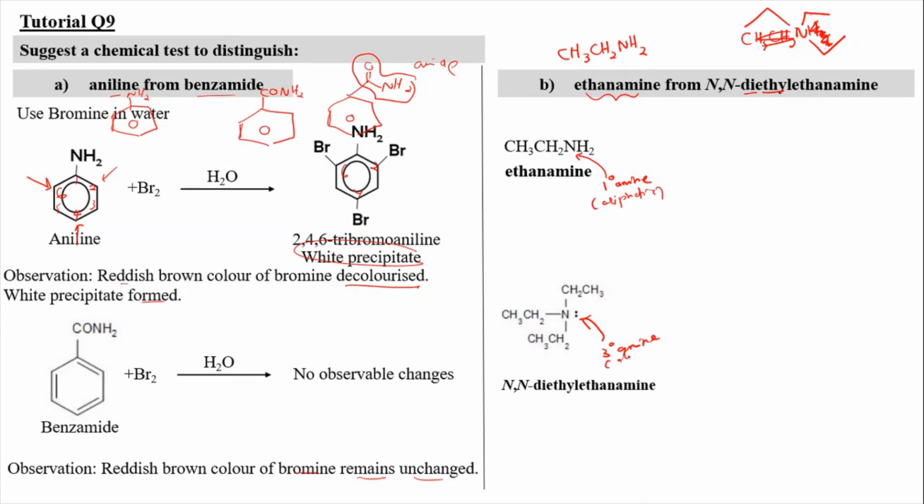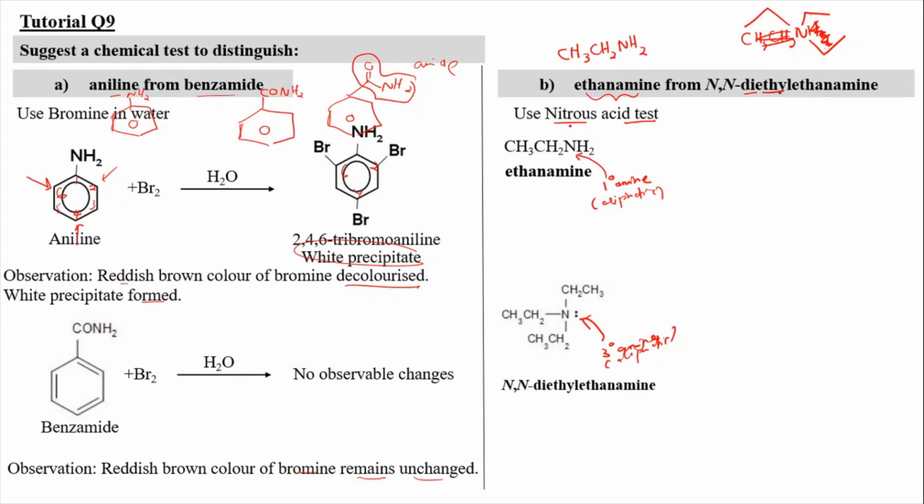Aliphatic amine, and here is aliphatic amine. Okay, so the best reaction that you can do is you can do two tests, which is the Hinsberg test and also the nitrous acid test. So you can choose either one. Okay, so for me, I will use the nitrous acid test.